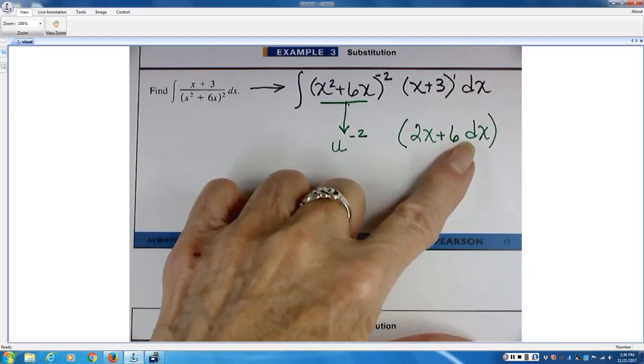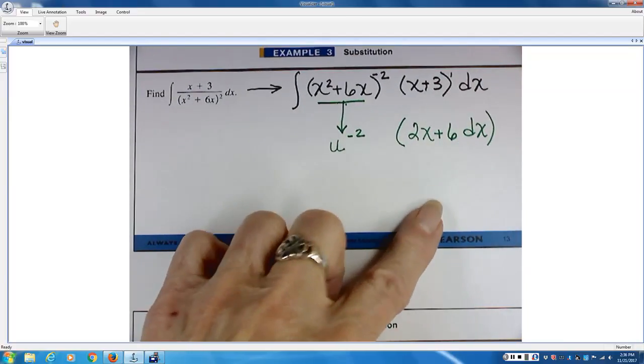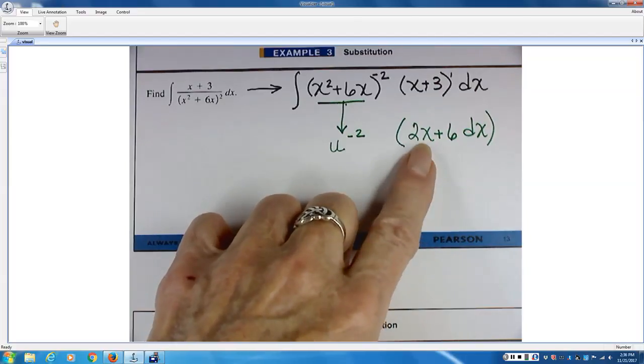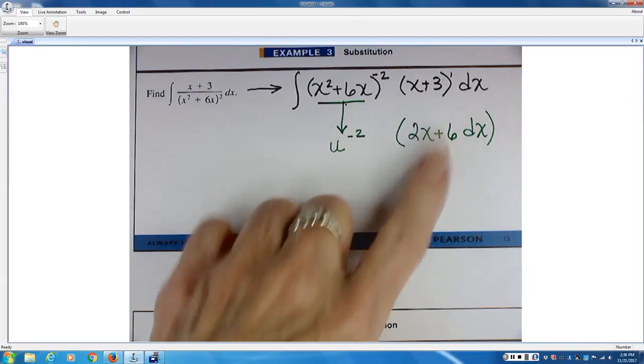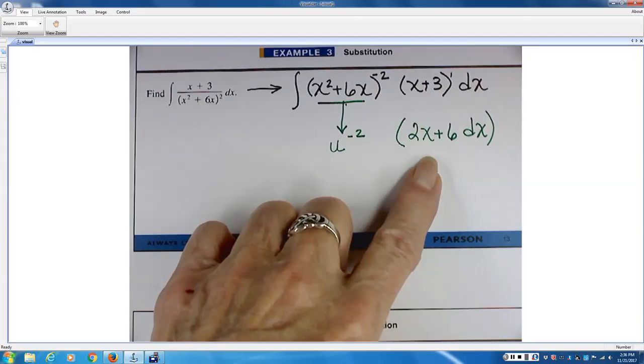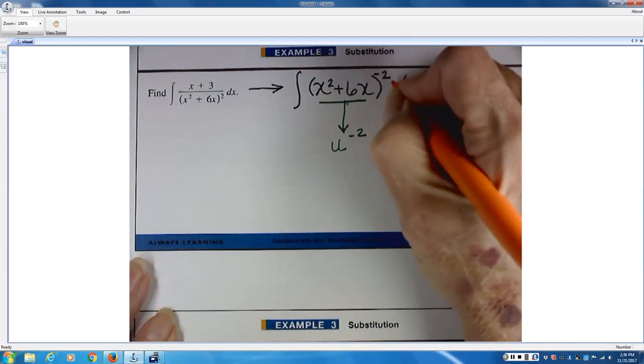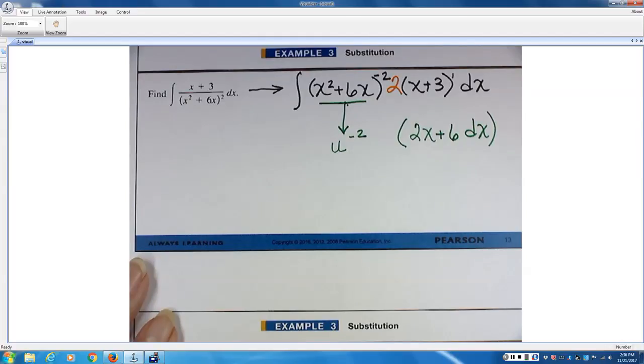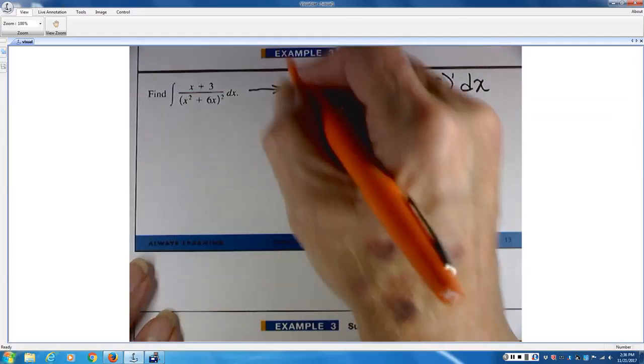Trying to keep it big enough to read and keep it on the screen, that's challenging sometimes.